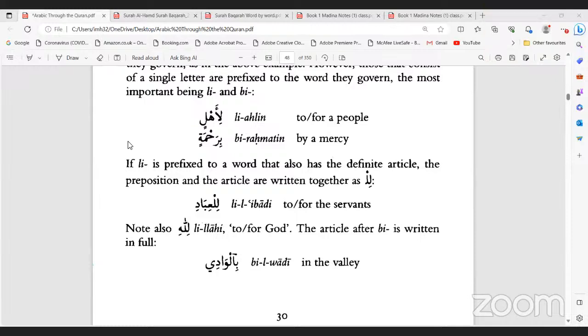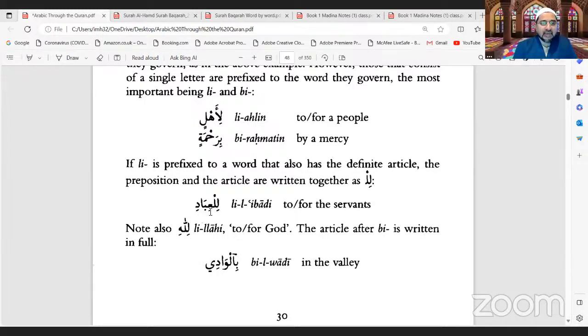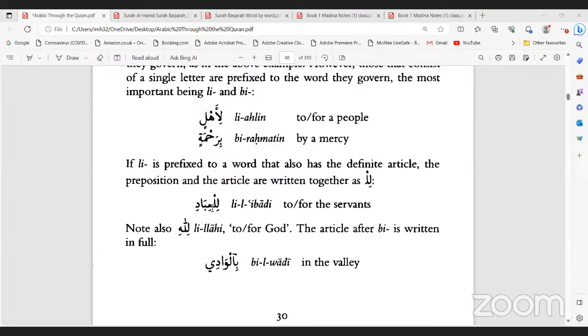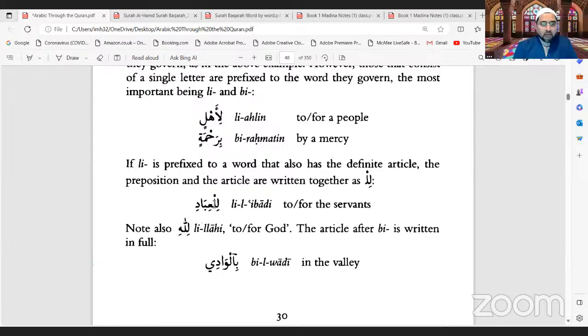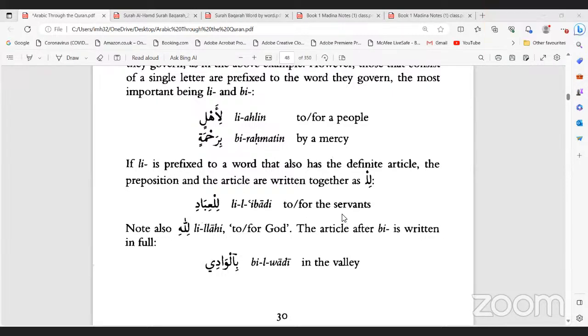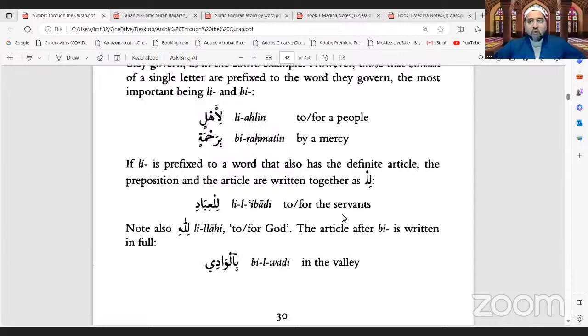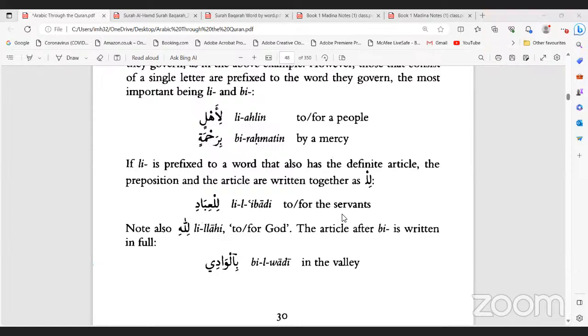Assalamu alaikum, Sheikh. Alaikum assalam wa rahmatullah. Sister Parveen Razai, can you see this word here? Lil ibadi. As you can see from the translation, for the servant. So the original word is abdun, ain ba dal. Abdun means servant. And when you say abdun, no alif, just ain ba dal.